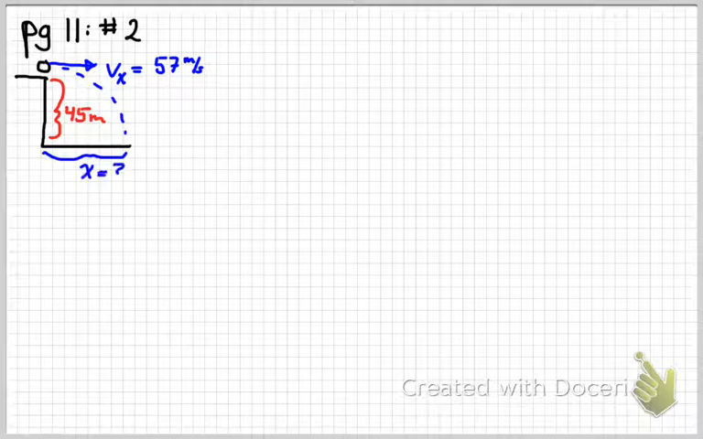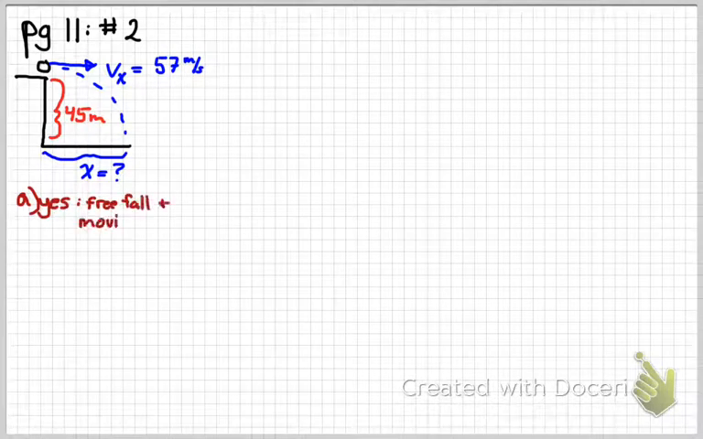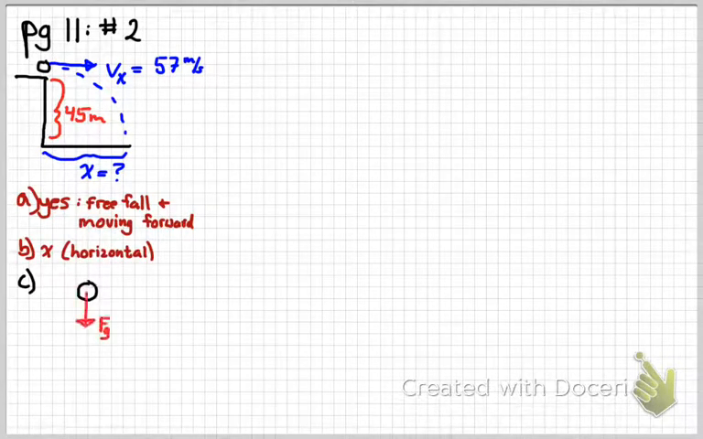And ultimately, it's going to ask me to figure out how far my projectile travels forward. So x is going to be my question mark. Questions A and B are just about the nature of a projectile. Your answer to A will be yes, it's free falling and it's moving forward. B, the x velocity is what's constant, and the reason why is your answer to C: the only force acting on it is the force of gravity. There's no forces going forwards or backwards, so there's nothing to change the horizontal velocity. So your free body diagram in C would just be gravity pulling it downward.